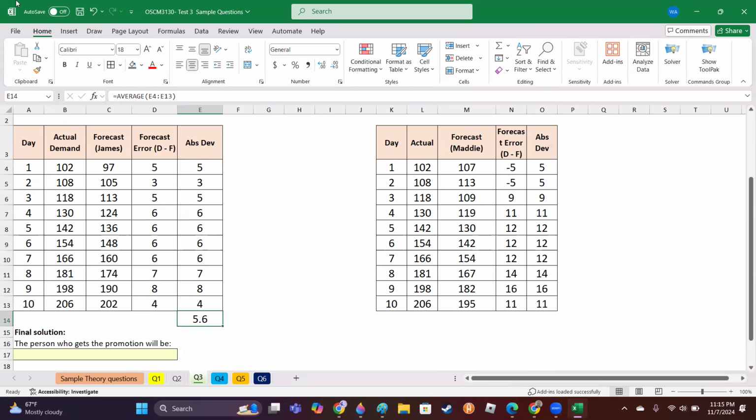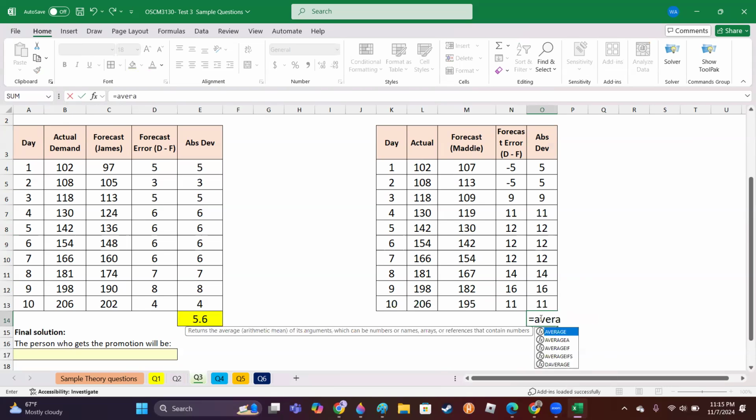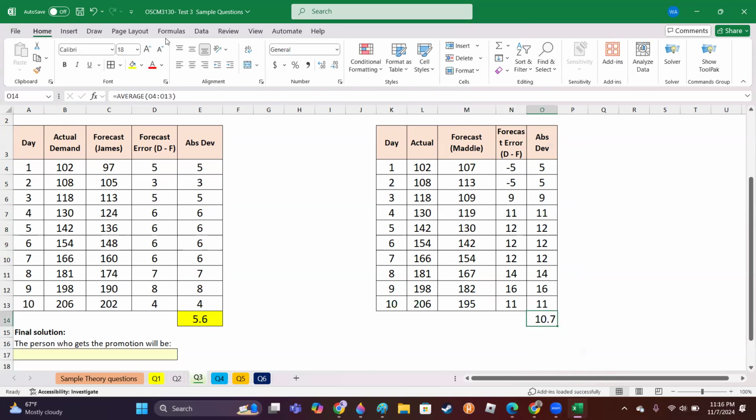and I can repeat the same with Maddie's data. Here again, I'll calculate the average, and I get a 10.7. So this is James's MAD, and this is Maddie's MAD. As we mentioned with the measures of forecast error, the smaller the measure of forecast error, the better the forecast. So just looking at the mean absolute deviation, James has a much better forecast than Maddie.